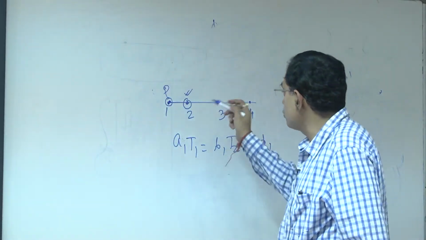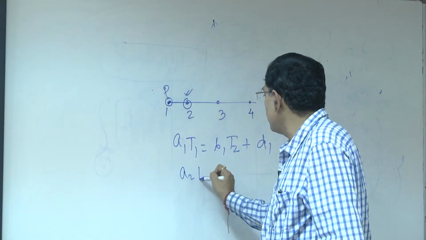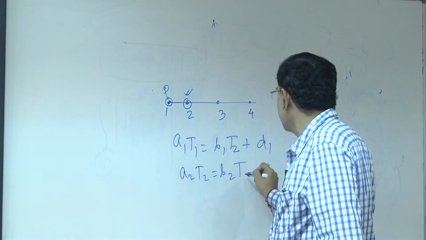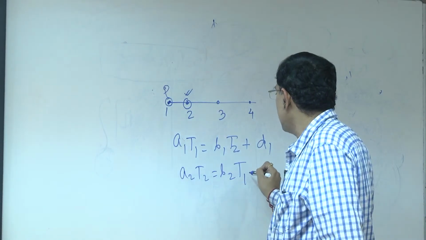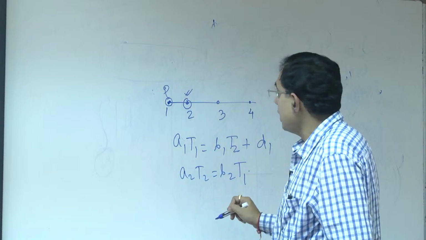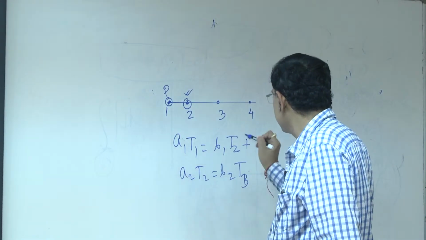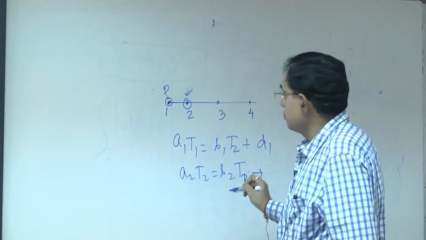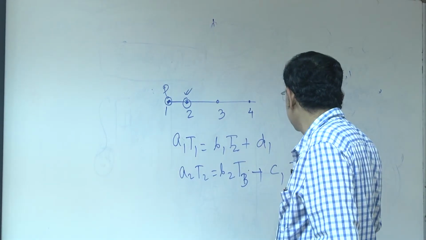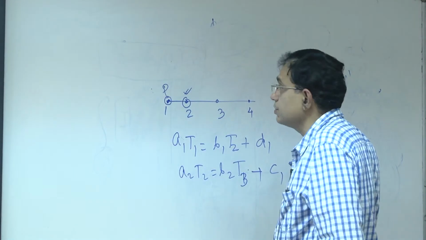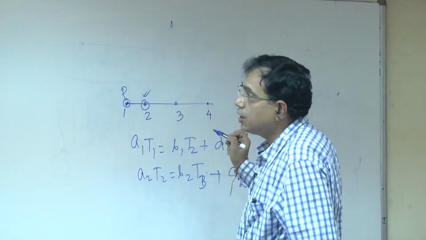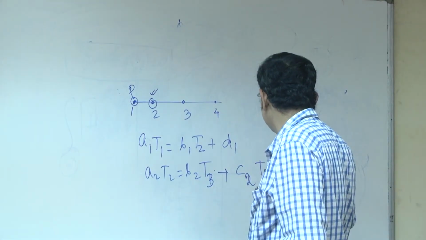For point 2 you have A2 T2 is equal to B2 T3 plus C2 into T1 plus D2, right.